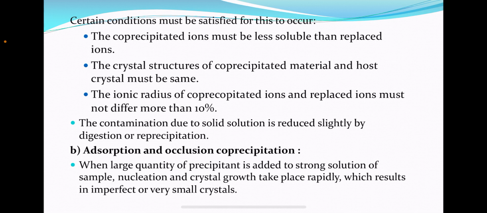Okay, so when we add a large quantity of precipitant to a stronger solution of the sample, we have taken a large quantity of precipitant, and to that we are adding a high concentration, a strong concentrated solution of sample. Then what happens is the nucleation and crystal growth take place rapidly, means in a very fast manner the nucleation or crystal growth is going to take place, which will lead to imperfect or very small crystals.